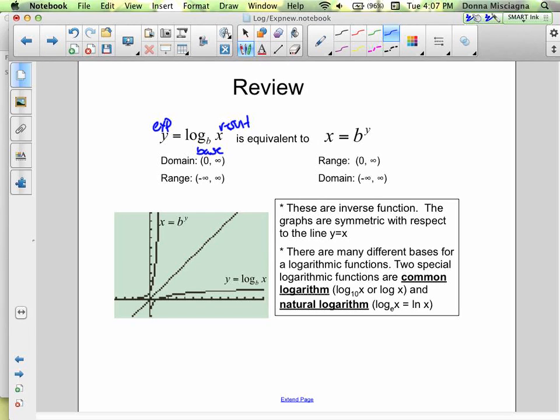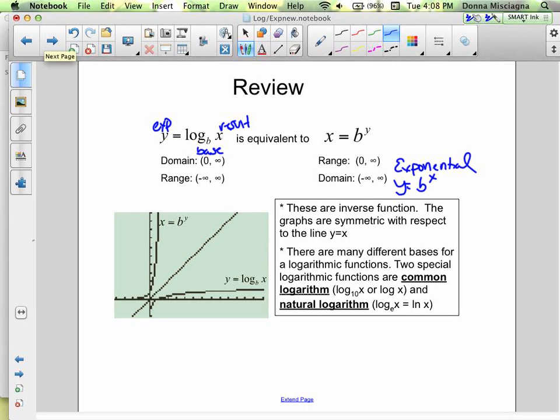Right? And then the exponential function, its domain is all real numbers, because the x value for this is the exponent here. Right? So y equals b to the x. The exponents can be anything, but the result is going to be positive numbers. They're inverse functions. Their graphs are symmetric with respect to the line y equals x.